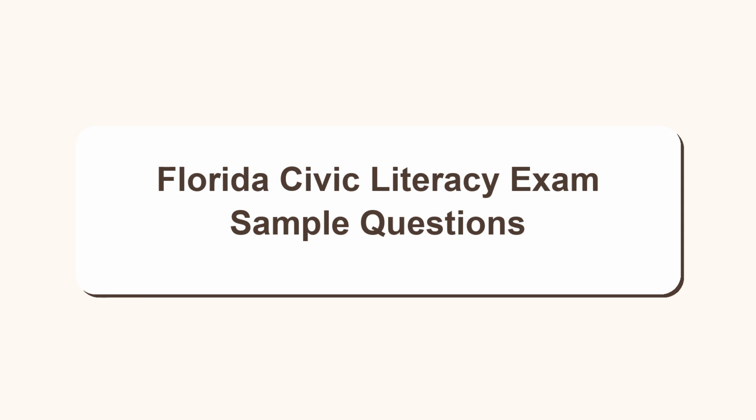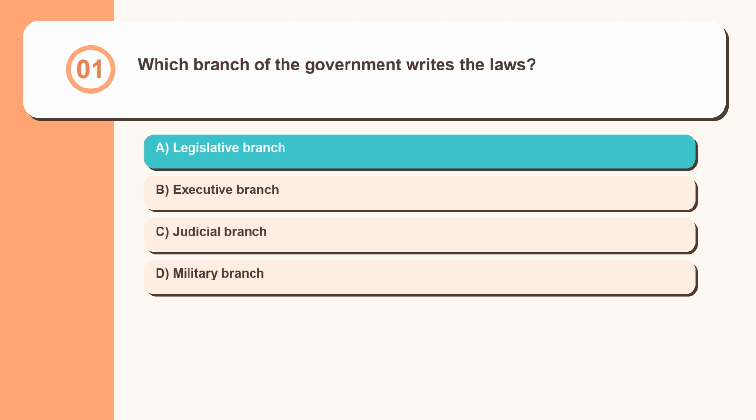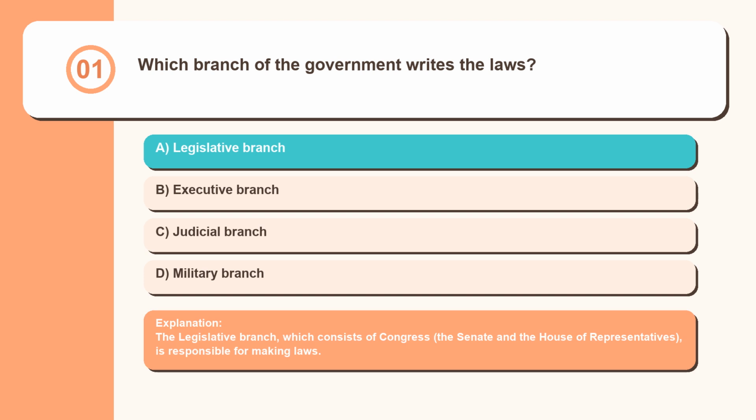Florida Civic Literacy Exam Sample Questions. Question 1. Which branch of the government writes the laws? Legislative branch, executive branch, judicial branch, military branch. The legislative branch, which consists of Congress, the Senate and the House of Representatives, is responsible for making laws.